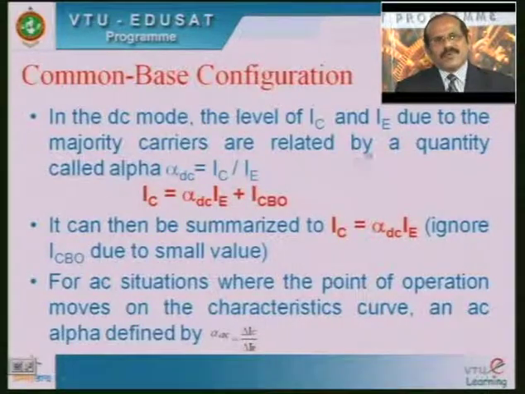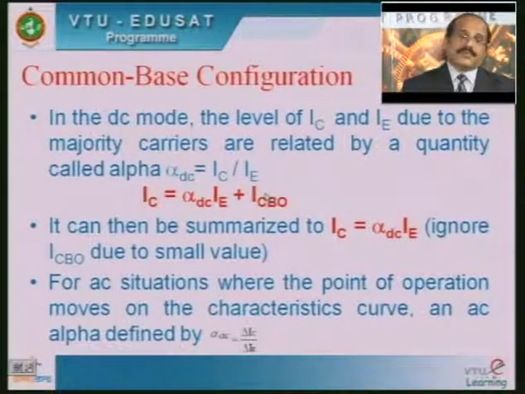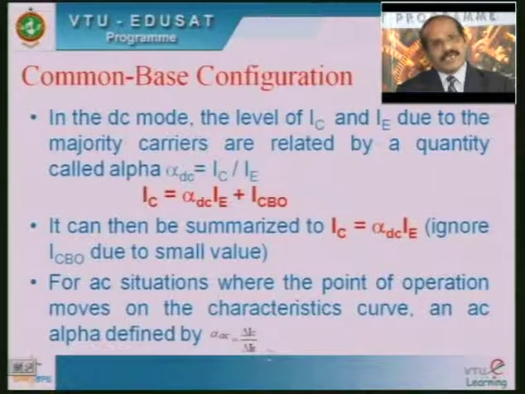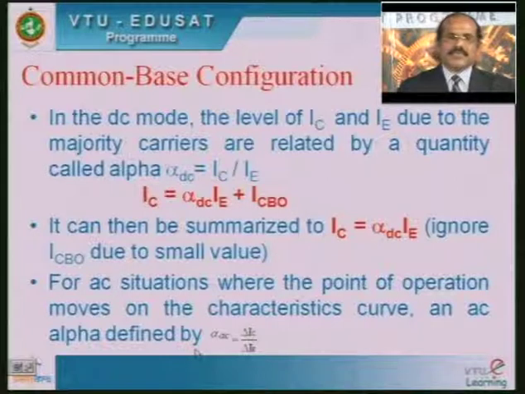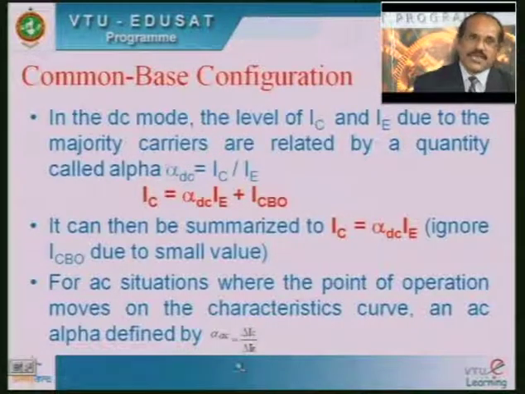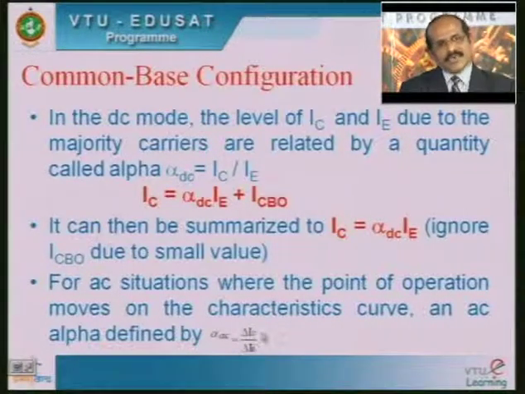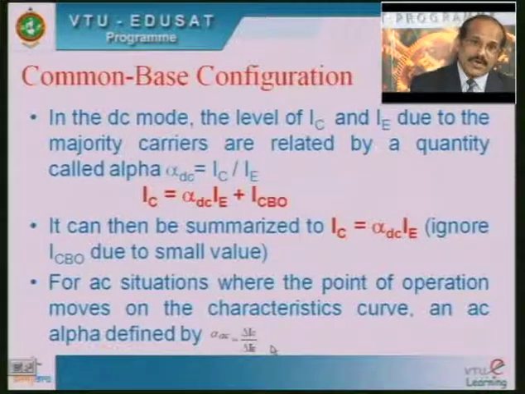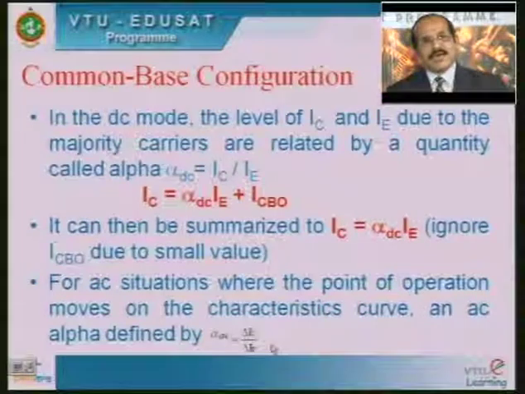Apart from this common base DC current gain, we have the common base AC current gain, called alpha AC, which is defined as the ratio of the change in output current, delta IC, to the change in the input current, delta IE.